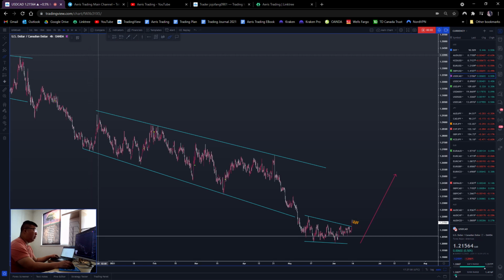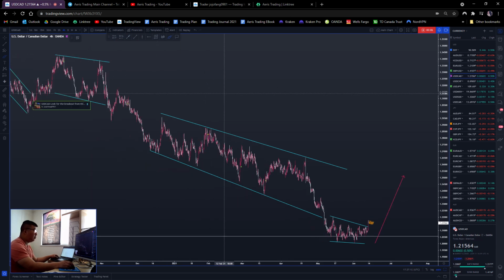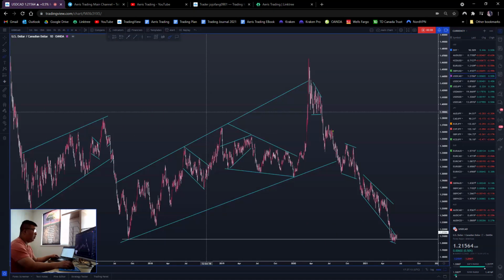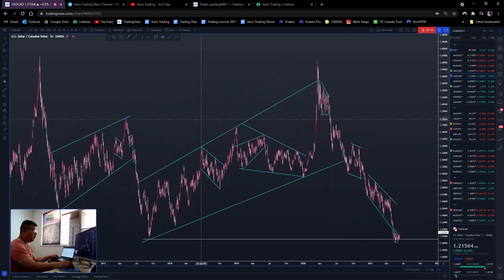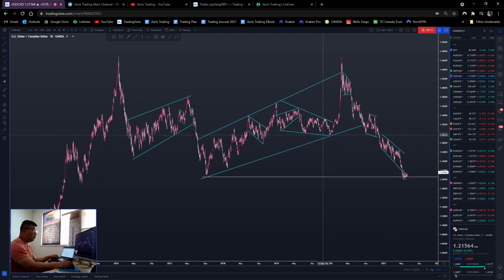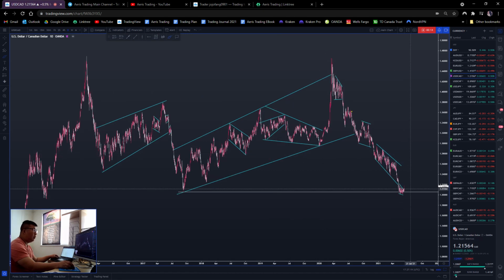Welcome to a quick trade analysis here on dollar CAD. I'm going to go over a multi-time frame top-down approach. So starting from a higher time frame here on dollar CAD, we've been talking about dollar CAD and most of the dollar for quite some time for a potential bullish move on the strength of the dollar. And look at where dollar CAD is sitting right now.